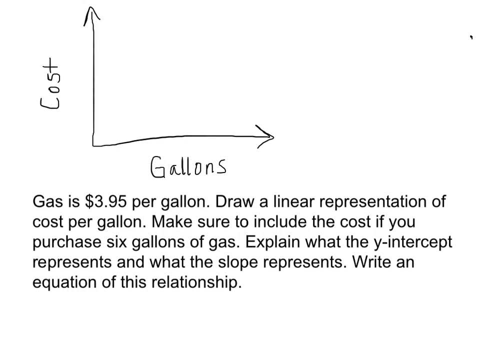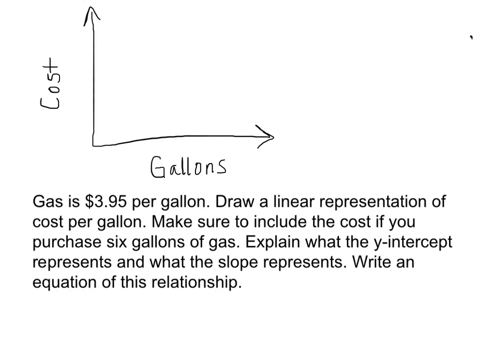Alright, this is the last one for tonight, but it's the word problem. Gas is $3.95 per gallon. Draw a linear representation of cost per gallon. Make sure to include the cost if you purchase 6 gallons of gas. Explain what the y-intercept represents and what the slope represents. Write an equation of this relationship.